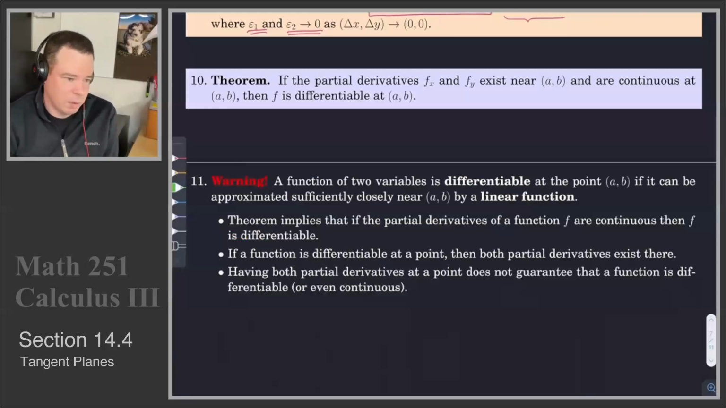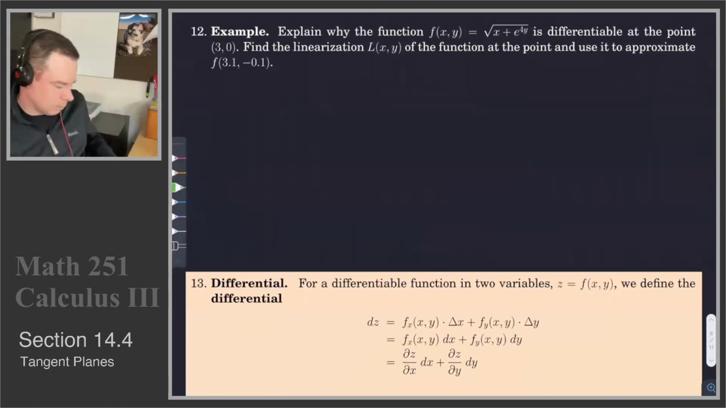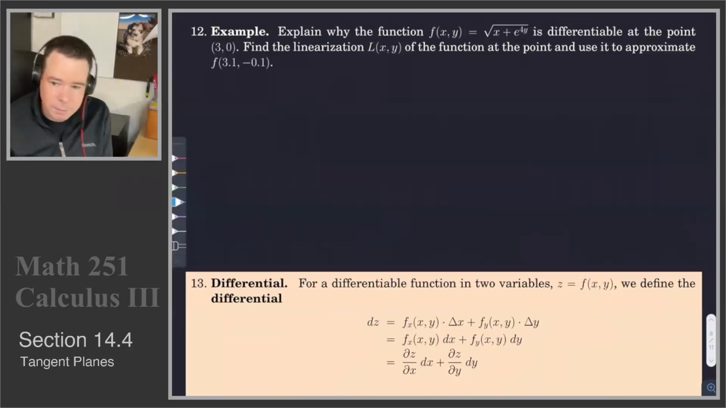What is enough, however, is the statement in the theorem up above. The theorem says that if your partial derivatives exist near the point (a, b), and they are continuous at (a, b), then that's enough to be differentiable. So the existence of your partial derivatives and the fact that they're continuous is enough to guarantee differentiability. Let's have a look at how we could use this criterion. We want to explain why the function f(x, y) = square root of (x + e^(4y)) is differentiable at the point (3, 0).